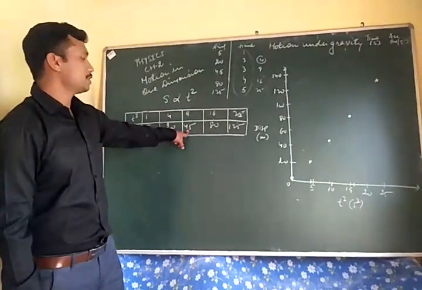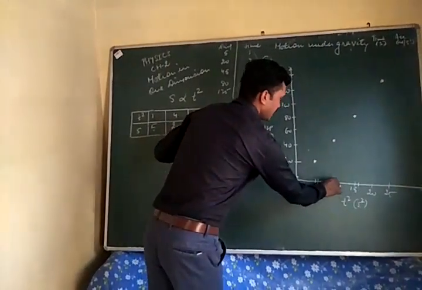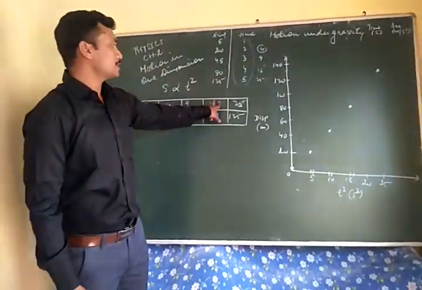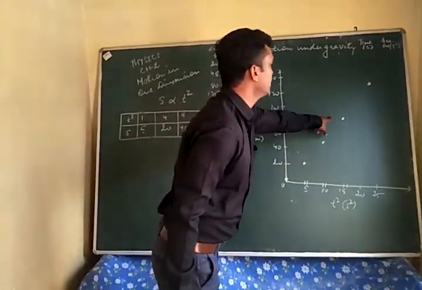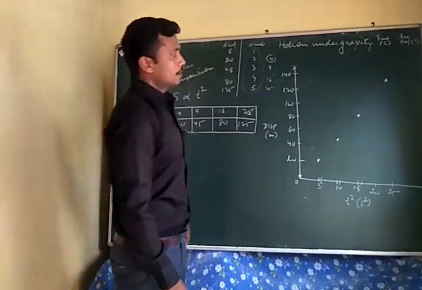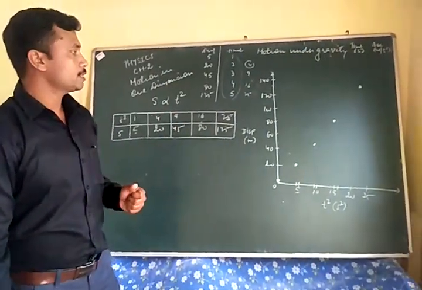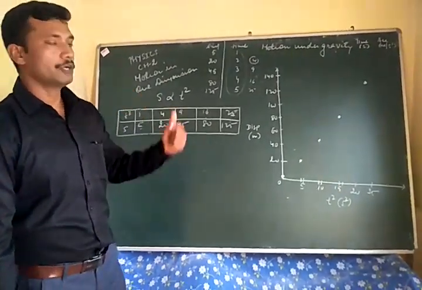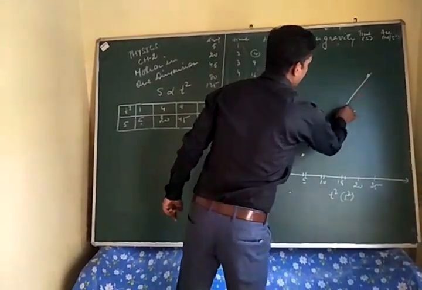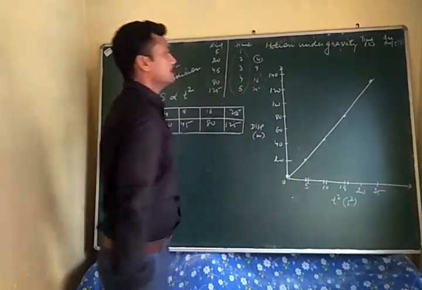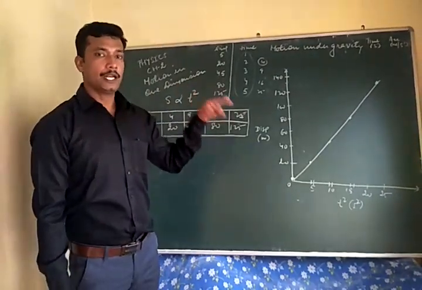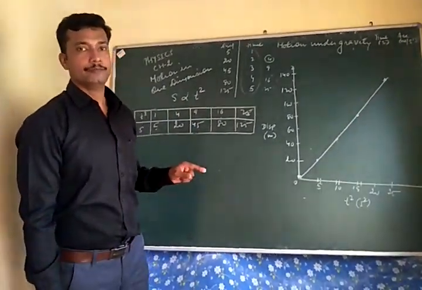For 9, displacement is 45. This point can be taken as 9 seconds. Displacement will be 45 here. Then at the end of 16 seconds, displacement is 80. Similarly, at the end of 25 seconds, the displacement is 125. Now, what kind of graph we'll be getting on joining these points? Let us find out. For this, you have to join all these points. On joining these points, you can see the graph is a slope. And slope itself indicates that the displacement is directly proportional to the square of the time.